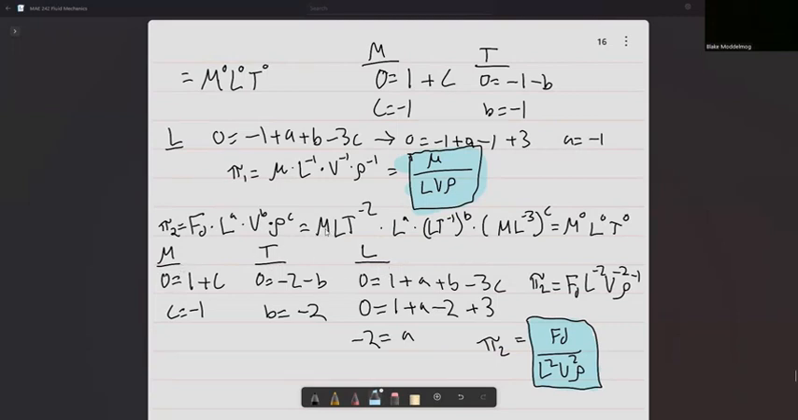And we're just doing 0 is equal to 1 plus mass.